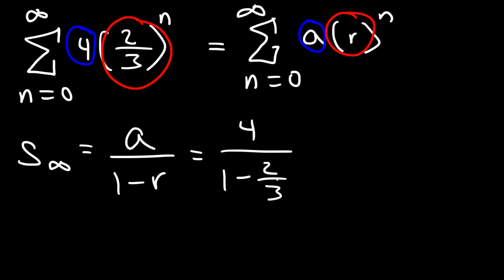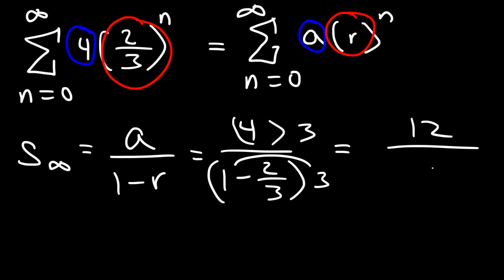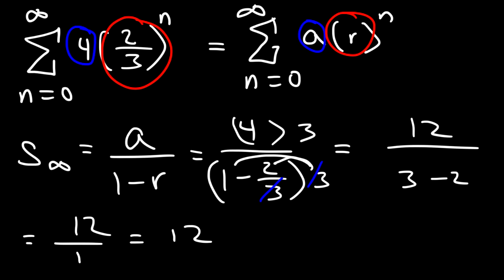To simplify this complex fraction, let's multiply the top and the bottom by 3. 4 times 3 is 12. 3 times 1 is 3, and then 3 times 2/3, the 3's cancel, giving us 2, subtracted. Now 3 minus 2 is 1, and 12 divided by 1 is 12. So the sum of this infinite geometric series is 12. That's the answer.